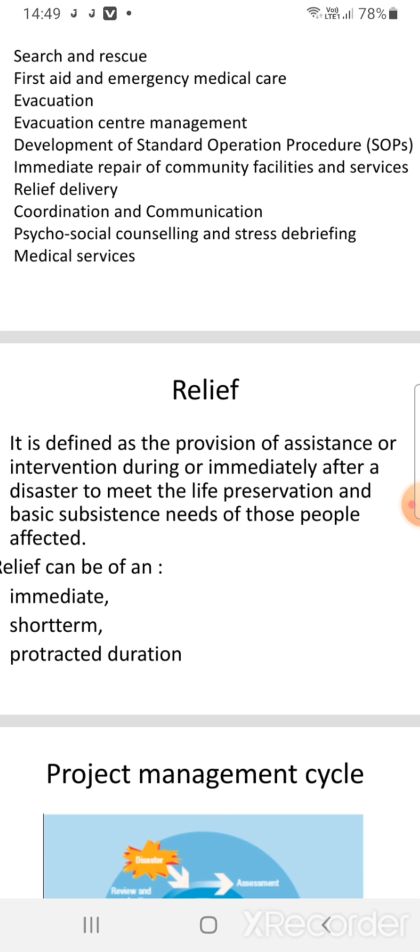It can be in the form of money, it can be in the form of shelter, it can be in the form of food, or it can be in the form of cloth. So all these things will be involved, which can be immediate, short-term or of protracted duration. That is a duration that is set by the system.